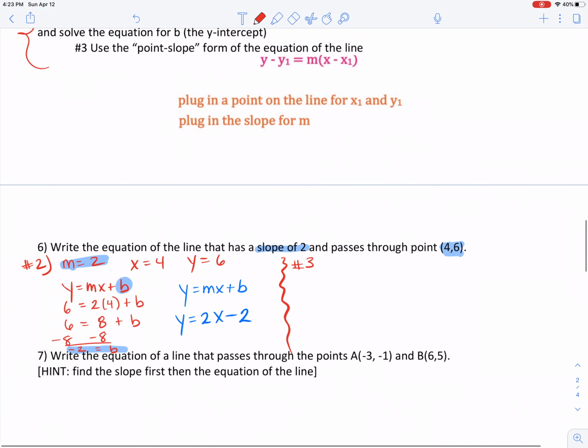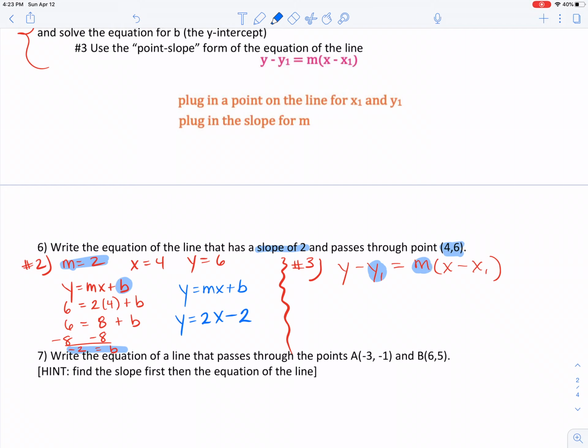Point slope form is y minus y1 equals m times x minus x1. So in this form, you need to replace the y1, the m, and the x1. And the y and the x stay in the problem. Again, the m is given, that's the 2. Here, we have the x and y of the one point given, so that's our x1 and y1.